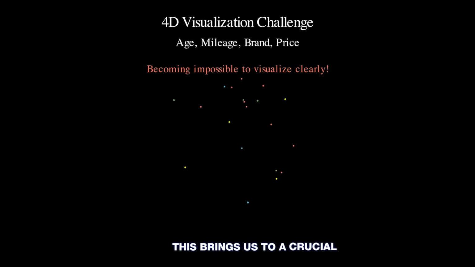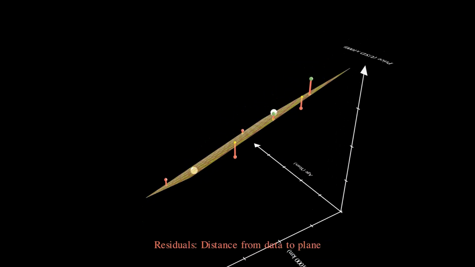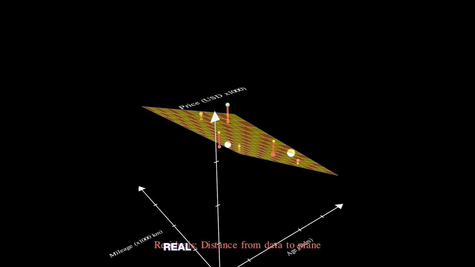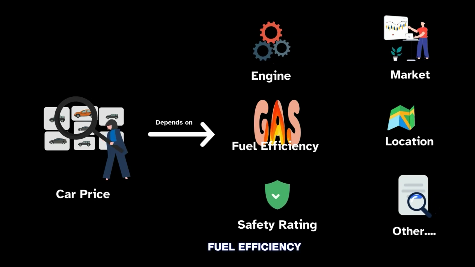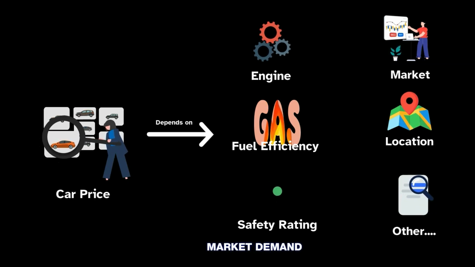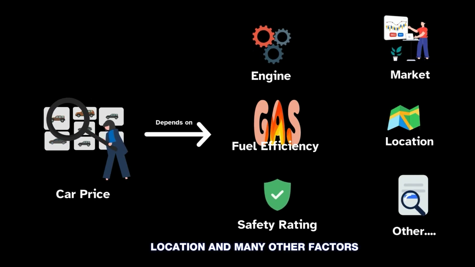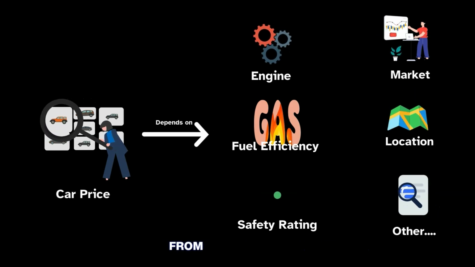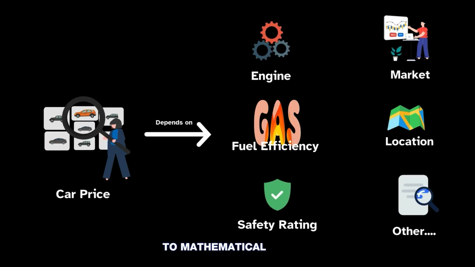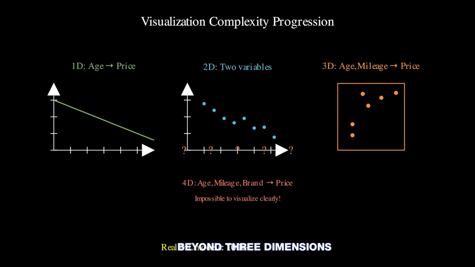This brings us to a crucial limitation. While I can show you 3 dimensions in these animations, real-world models often use dozens or hundreds of features simultaneously. Think about what else affects car prices: engine size, fuel efficiency, safety ratings, market demand, location, and many other factors. Each could improve our predictions. But here's where we must transition from visual understanding to mathematical optimization. Beyond 3 dimensions, we rely on algorithms rather than intuition.